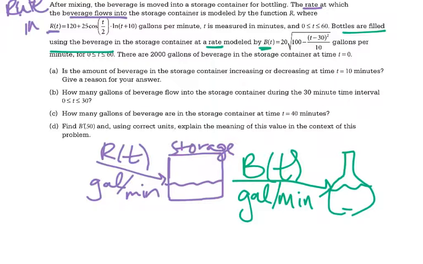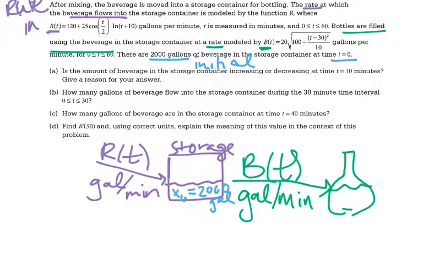Then we're given one other piece of information. It says there are 2,000 gallons at time T equals 0. So this is our initial quantity. And that may help us to solve problems later on. So we can just say initially, I'm going to call this X0, it's 2,000 gallons.